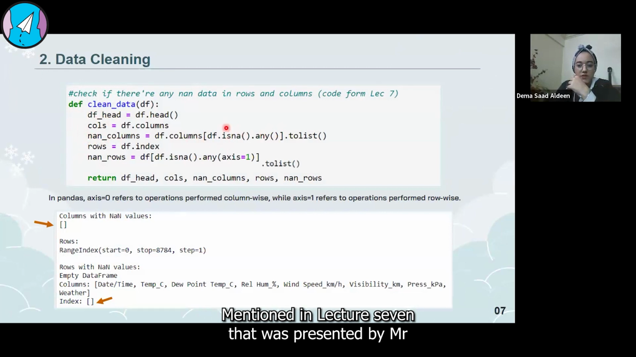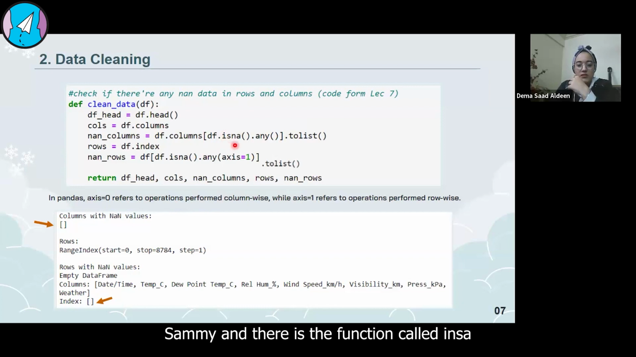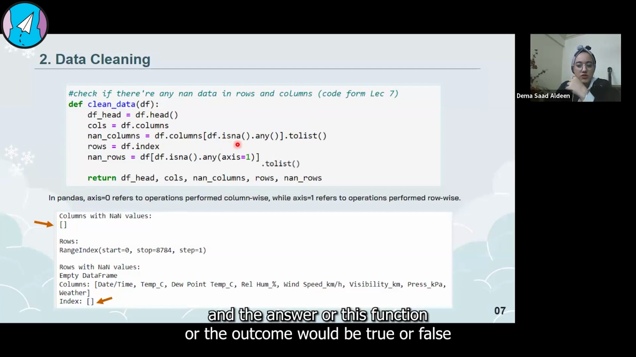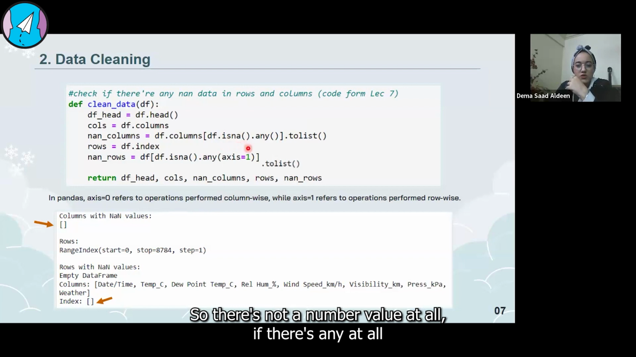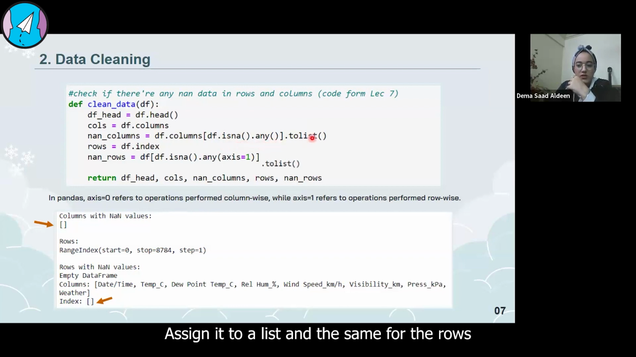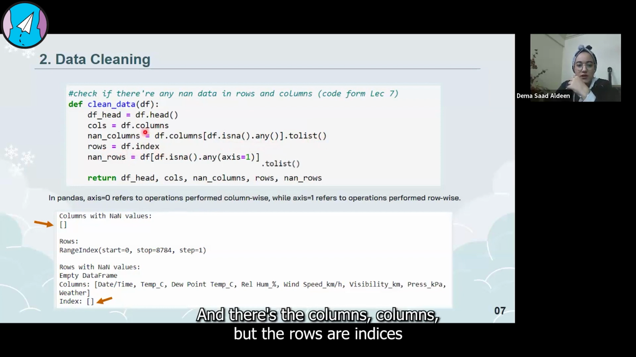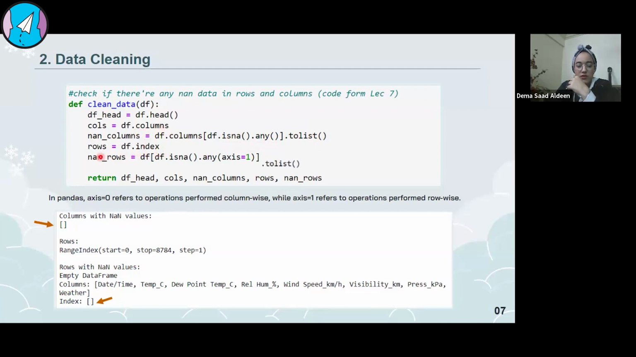From lecture 7 that was presented by Mr. Sami, there's the function called insert. So if it's a Boolean function, the outcome of this function would be true or false. If there's any not-a-number value, it will assign it to a list. And the same for the rows, but the rows are defined as indices. There are the columns, but the rows are indices.